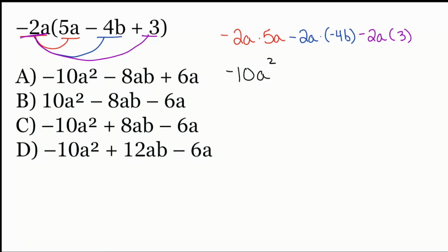So through observation, you might be able to tell that b is not the correct answer so far, because this is a positive 10a squared, this is a negative. So you can start eliminating as you go along for sure.